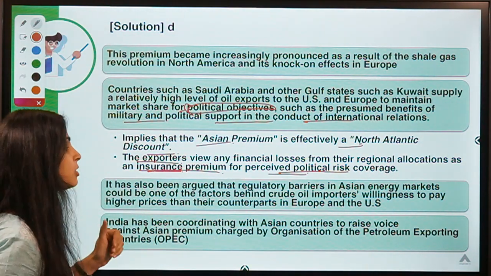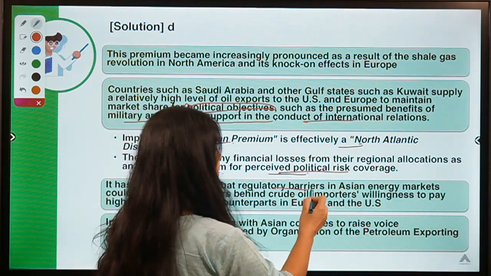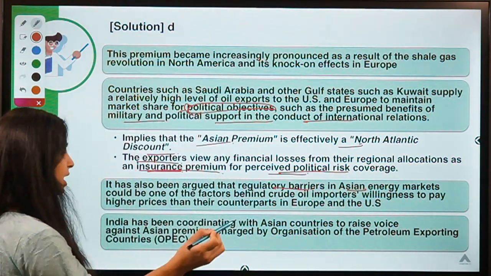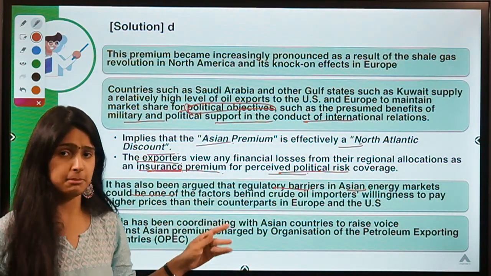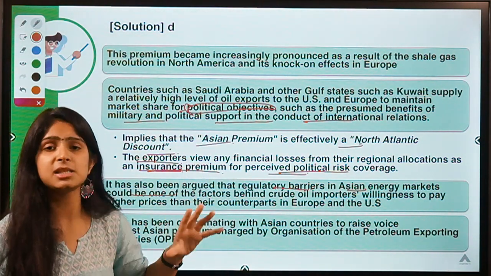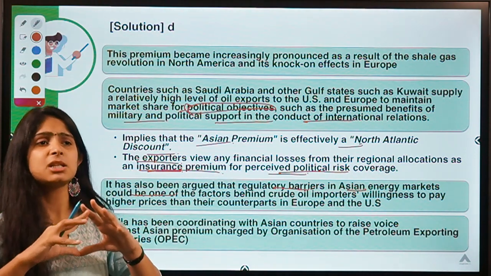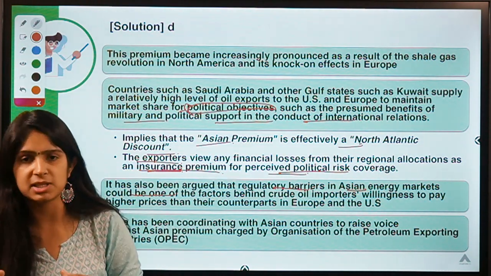After that, it has also been argued that regulatory barriers in Asian energy markets can be one of the factors. That means the energy markets in these Asian countries are restricted as compared to the Western nations.